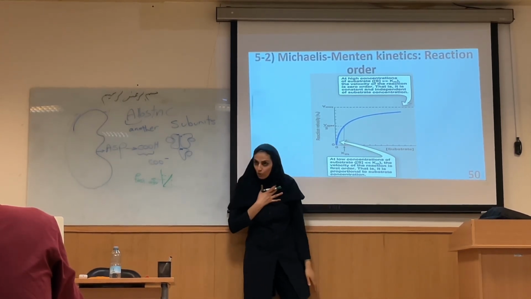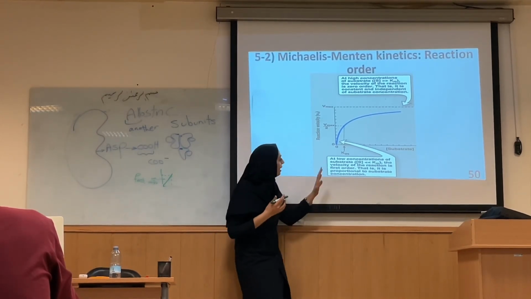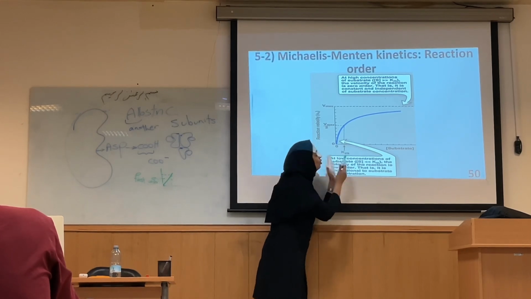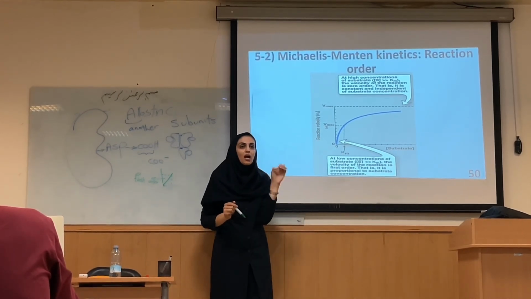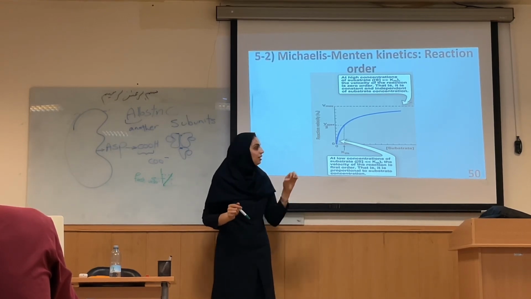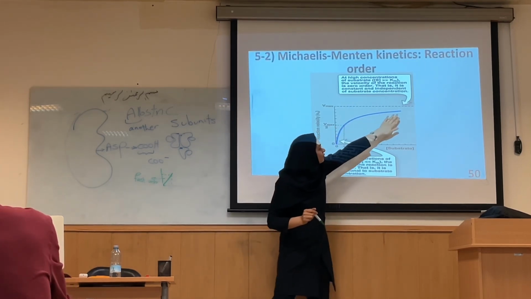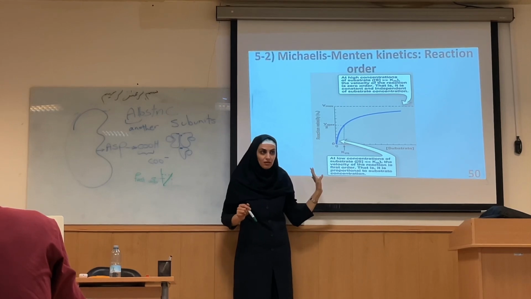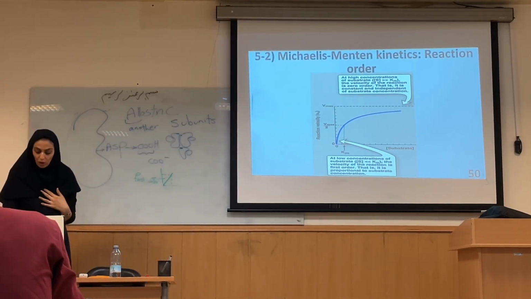Normally, in our body, the concentration of substrate is lower than Km. And that's why our enzymes are working efficiently in a first order reaction. They won't reach this saturated area because the substrate concentration is limited. Okay, this is the physiology of our body.